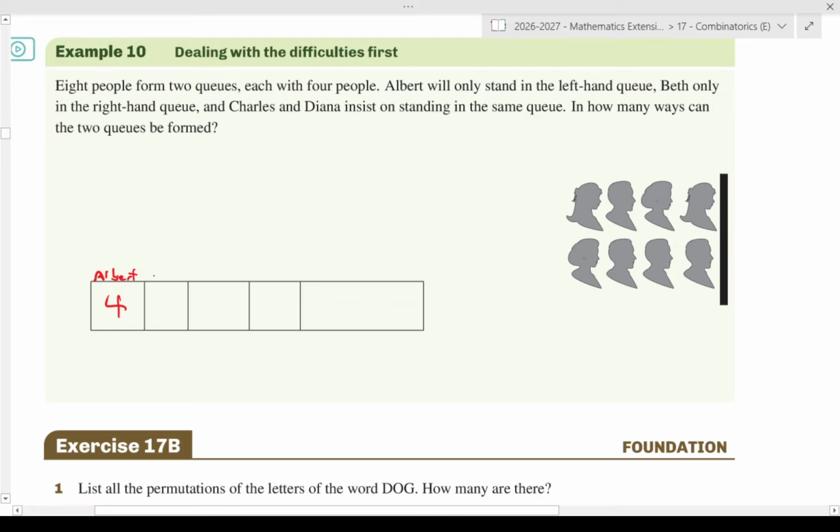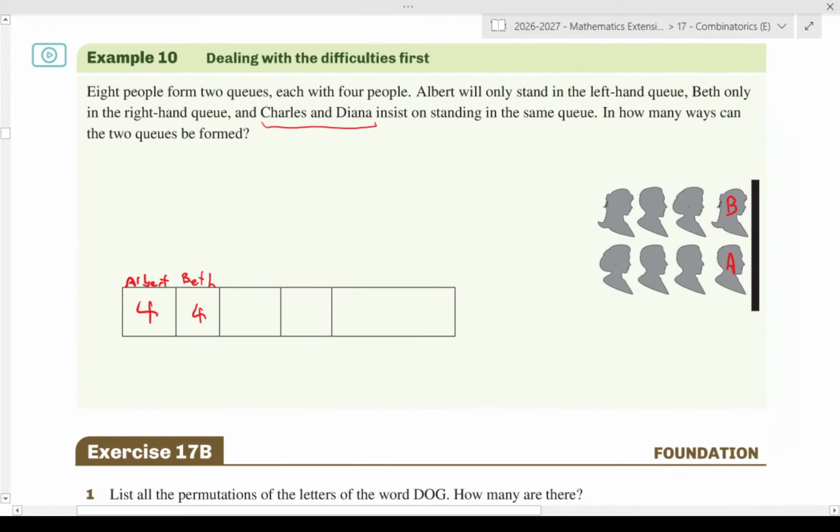Beth is similar. She will only stand in the right-hand queue. And that means she only has 4 spots as well. Next ones, we've got Charles and Diana. They insist on standing in the same queue. So how many different spots can he be in? Well, realistically, let's say we've already placed Albert and we've already placed Beth. So we're doing them in order because we're now placing them. So now I get to Charles. Charles doesn't mind if he's in this queue or this queue. He doesn't care, as long as he's in the same one with Diana.